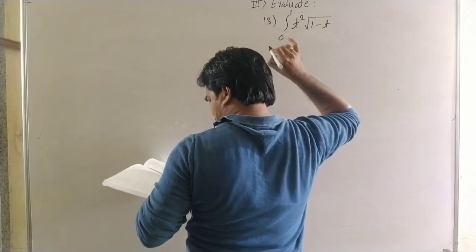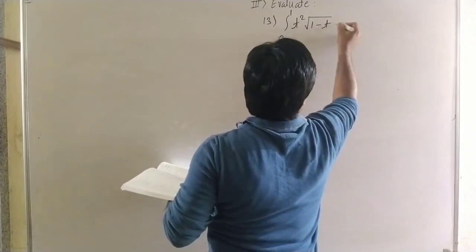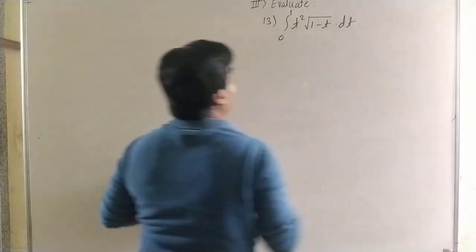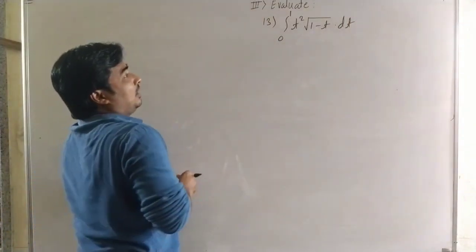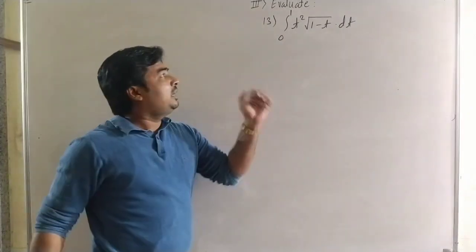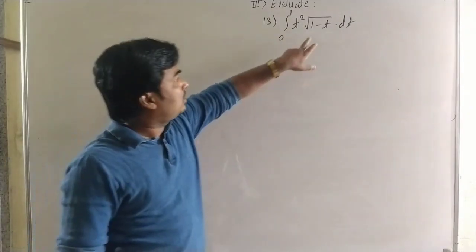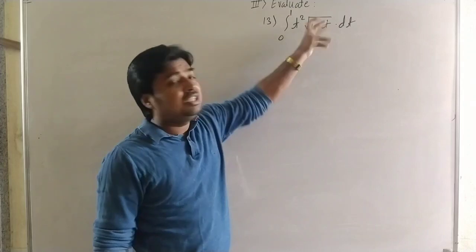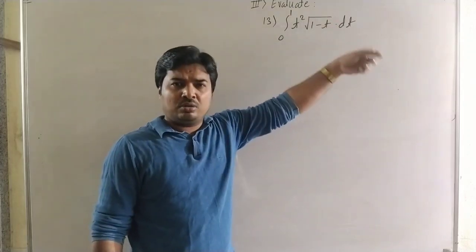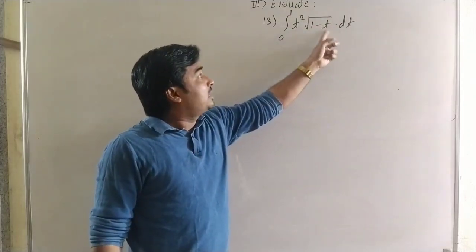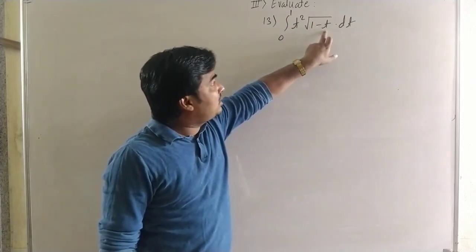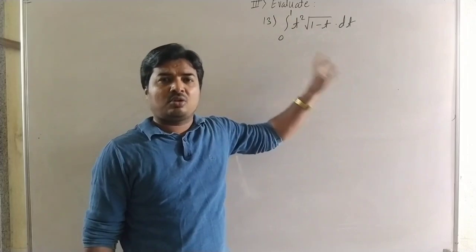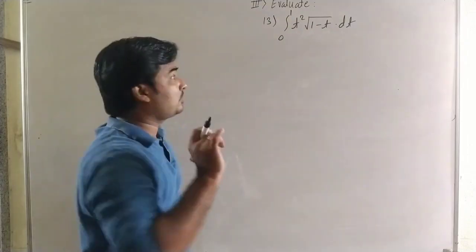Integral from 0 to 1 of t squared times the square root of 1 minus t dt. Now we can solve this example, and this integral we can directly solve by using a substitution, where 1 minus t is equal to x, theta or y. Except for the variable t, put any variable: 1 minus t is equal to x, or 1 minus t is equal to y.